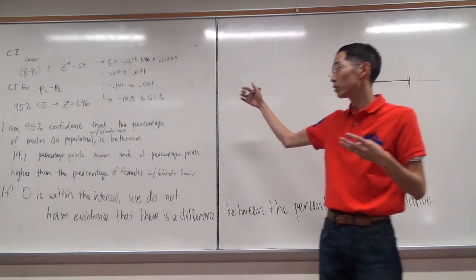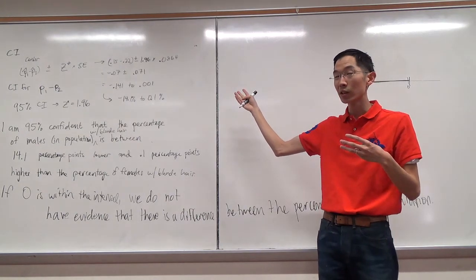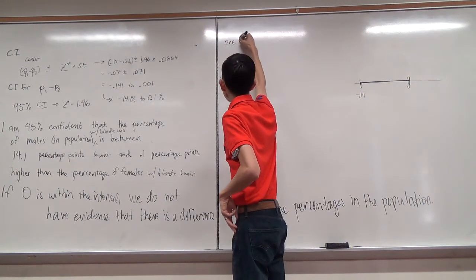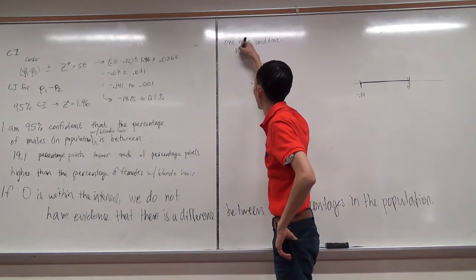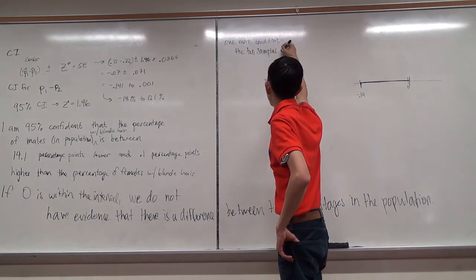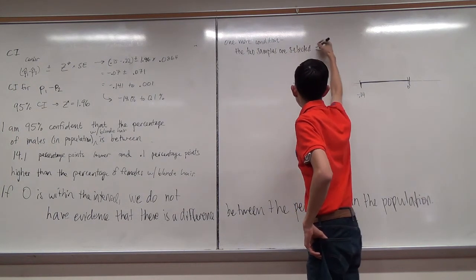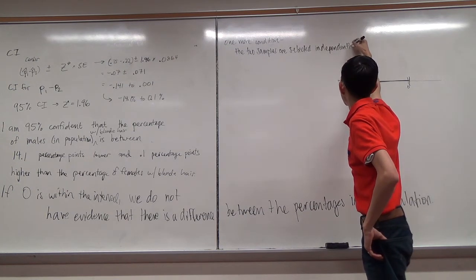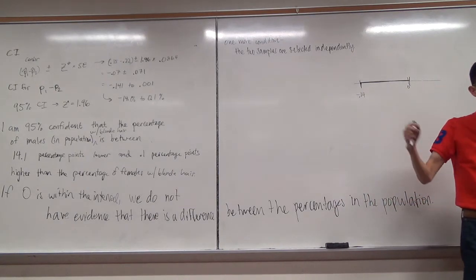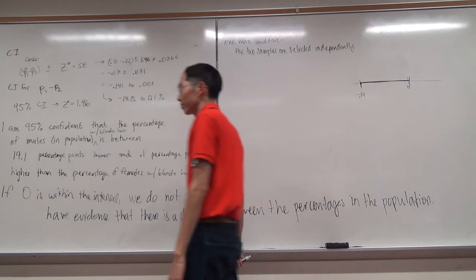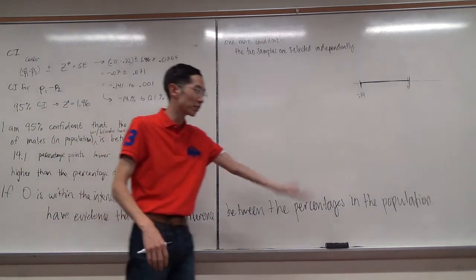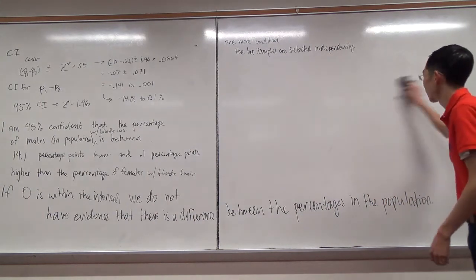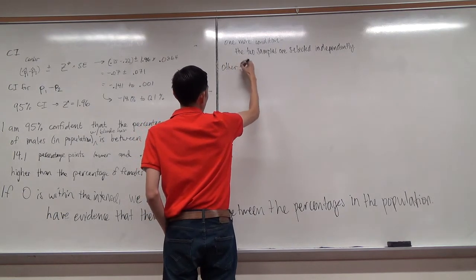In this case, we have two samples, so that applies for both samples. And then because there are two samples, there's one more condition, and that is the two samples are selected independently. When you're selecting males and females, you're not selecting husband and wife or spouses, or brothers and sisters. You're selecting the males independently, you're selecting the females independently. There's no connection between them. But the other conditions still need to be met.